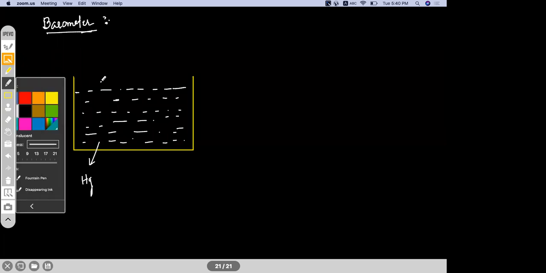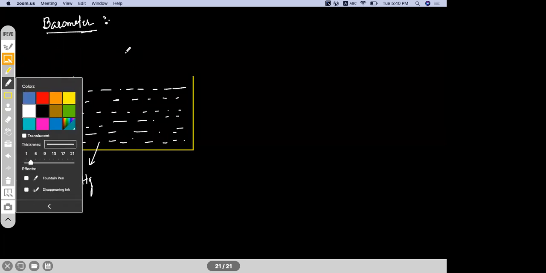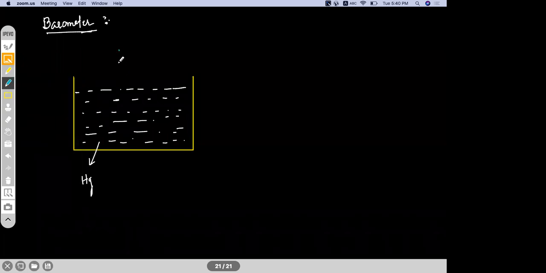And if you place a tube like this with the open end downward, then what happens? This mercury column will rise in the tube and it goes to a certain height. Suppose this height I am assuming h. It goes to a certain height and it depends upon the atmospheric pressure.